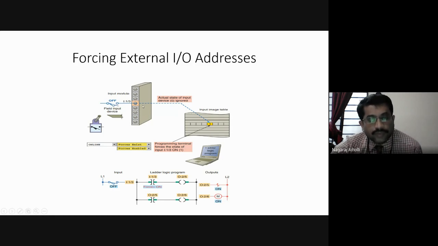But by forcing the status bit of this input device to 1, we are making the field device go from off state to on state. How? Because we are forcing it by changing the status bit, and the on state of the field device is reflected in the input image table file as 1. This is the forced state of the input field device. The actual state of the field device is 0, it is off, but when we force it, we are making it go from 0 to 1. That is how we have it as 1.